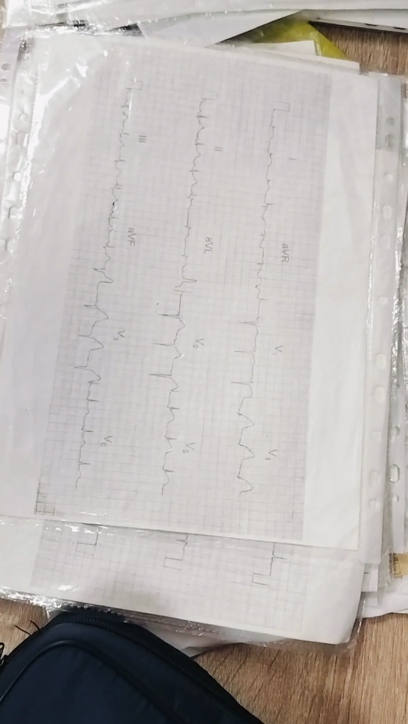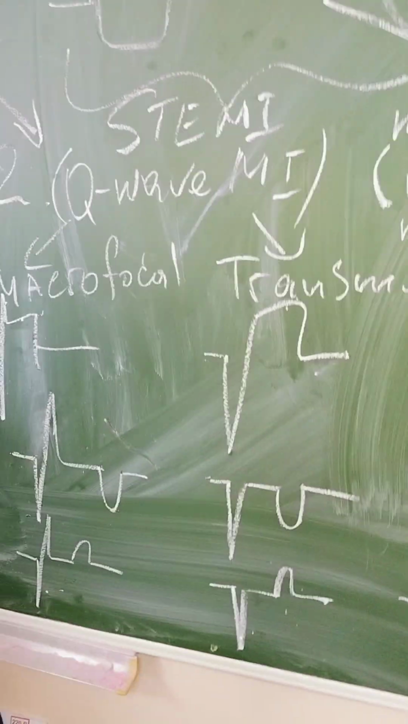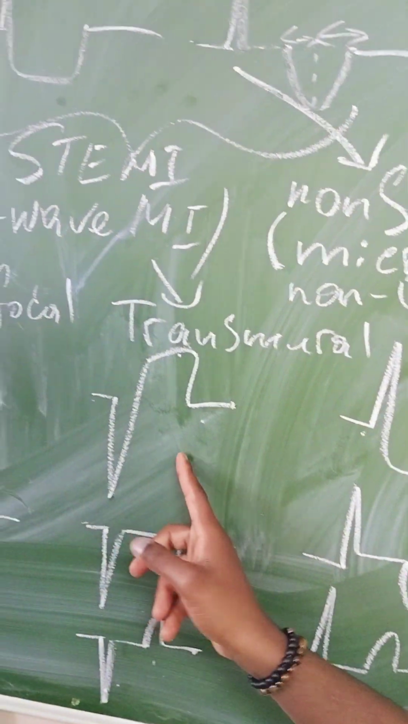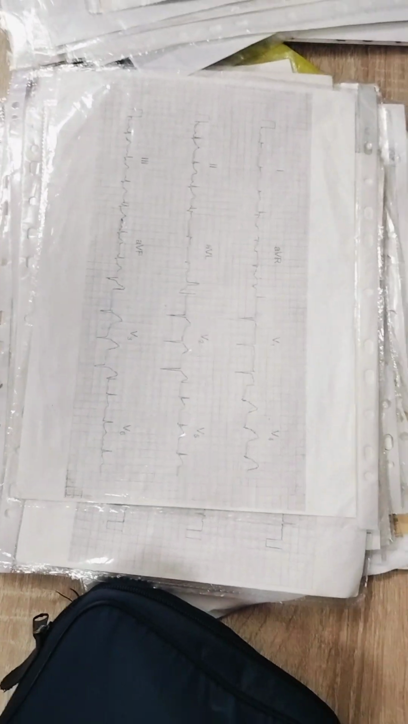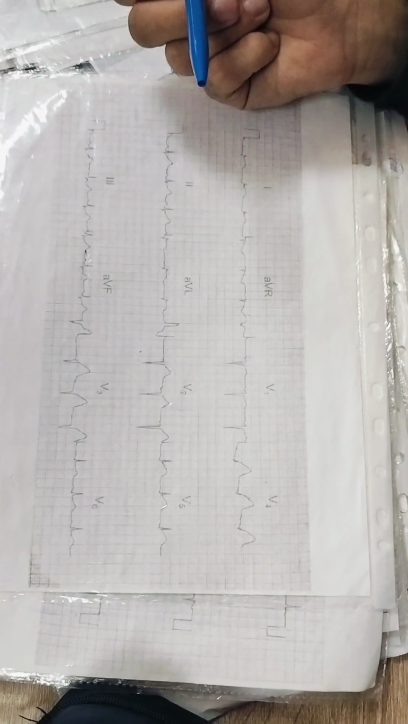There are no R waves. That's why it is transmural. ST segment is elevated and there is a Q wave. That's why it is acute. So it is acute transmural myocardial infarction.